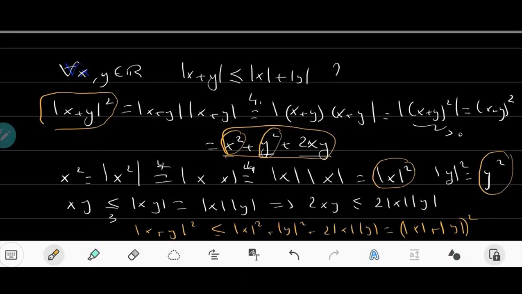We remove the square on both sides. We do a square root. They are positive. Then we will have the property. So this is the triangular inequality, the property number 5.